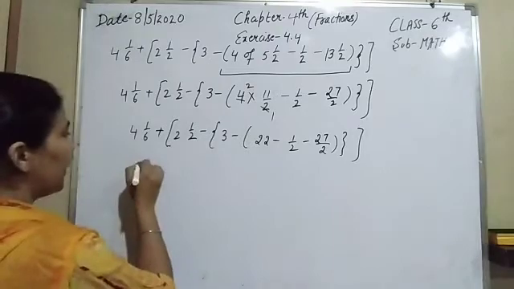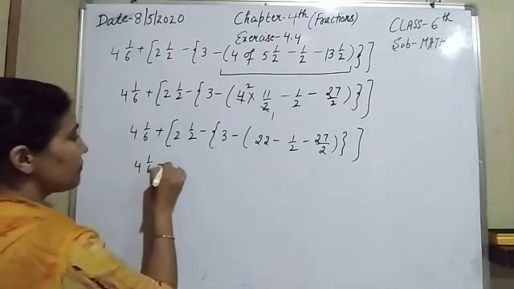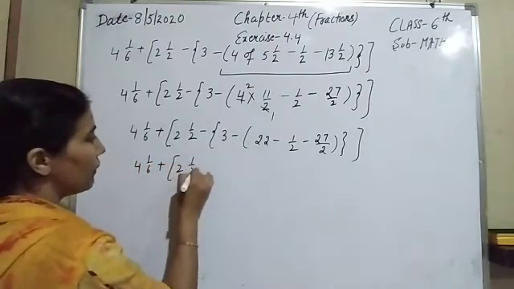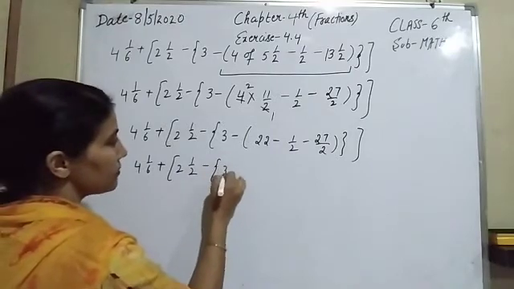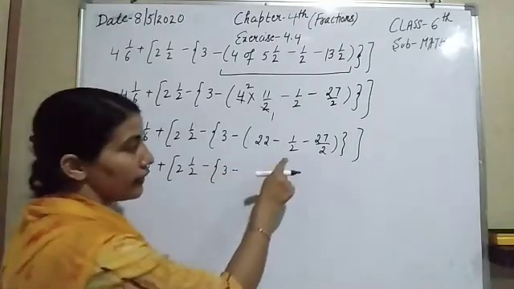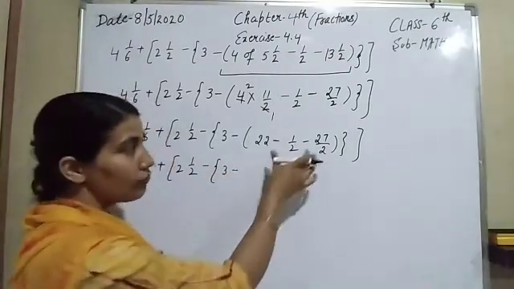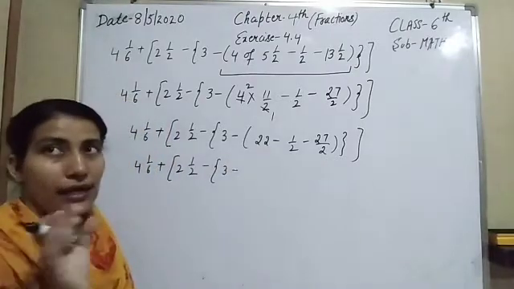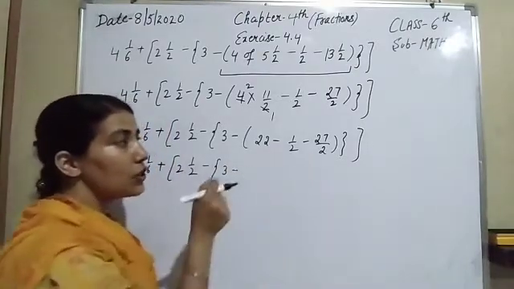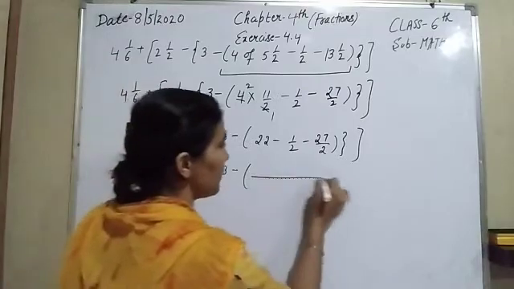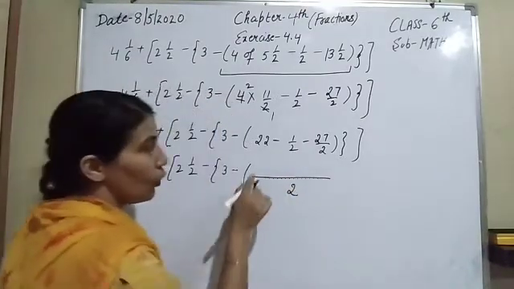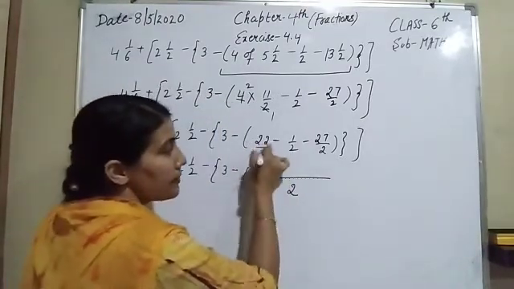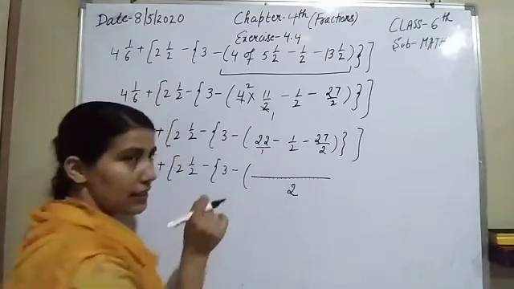So after this we have 4 into 1 by 6 plus 2 into 1 by 2 minus 3 minus. Now look at here, 2 and 2. So we have to take its LCM, and its LCM is 2. Here its LCM is 2. So here is 1. Now in the form of LCM, what we have to do?